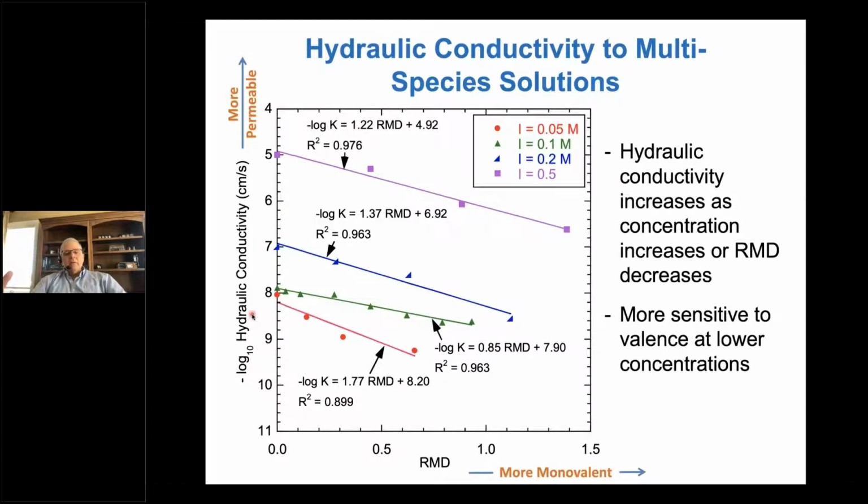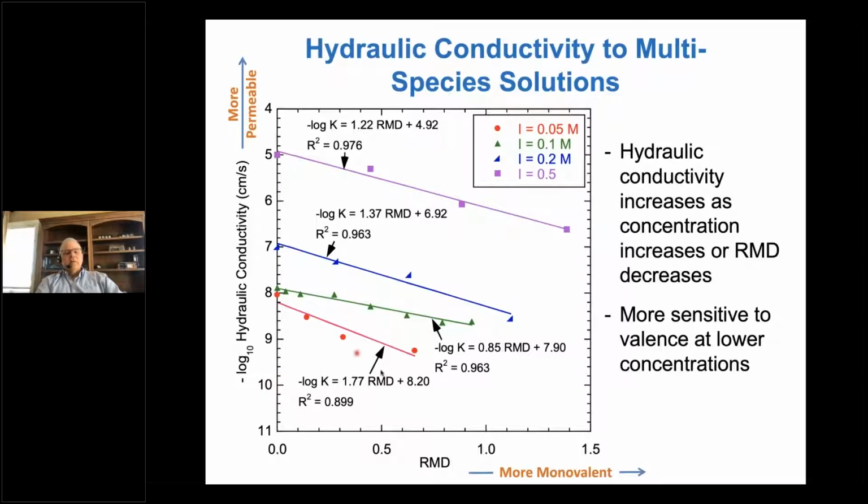Well, how do these parameters affect hydraulic conductivity? Again, let's look at a similar graph as before, just in a slightly different context. On the y-axis is hydraulic conductivity, on an arithmetic scale because they've taken the logs of the hydraulic conductivity. The more permeable GCLs are at the top, less permeable at the bottom. On the x-axis is RMD. At the left, RMD is 0, which is a completely polyvalent solution. To the right, a much higher RMD is a solution that tends to be predominantly monovalent. So we go from polyvalent to monovalent from left to right on the x-axis, and from less permeable to more permeable from bottom to top on the y-axis.